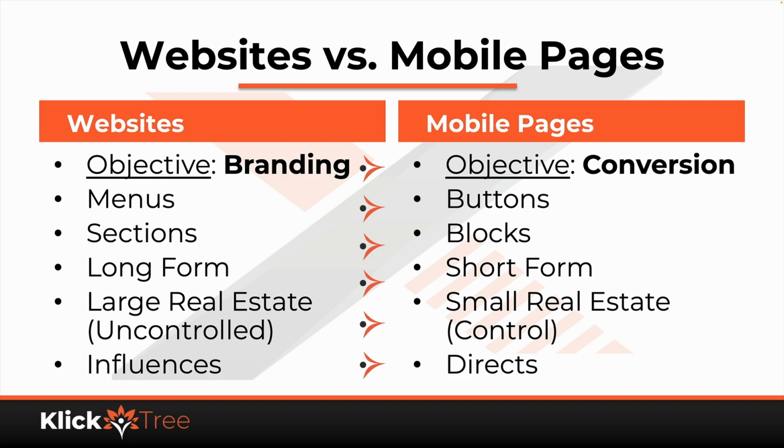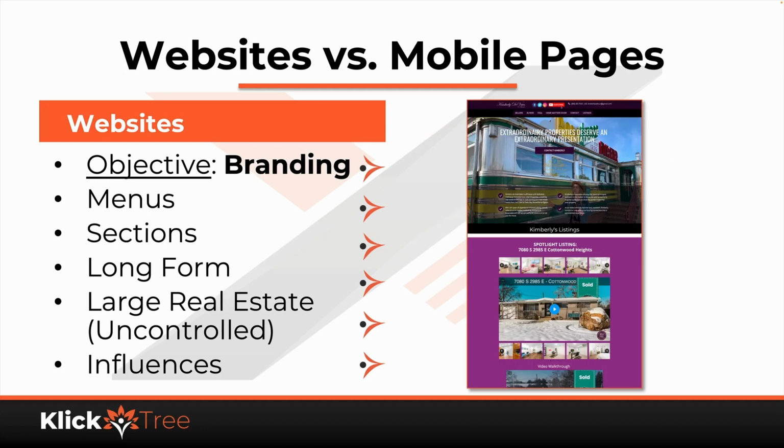With mobile pages, here is where the objective needs to be conversion. You build a mobile page specifically with buttons rather than menus. You build them with blocks rather than sections, and they are often short form. Again, as I said, people are very quick on the mobile phone. They have very little time, so it needs to be short form. You can see it in the rise of TikTok. People don't have a lot of attention, so short form is better. It has a smaller real estate, a smaller screen, and it obviously directs people to the call to action that you want them to take. I hope you understand that.